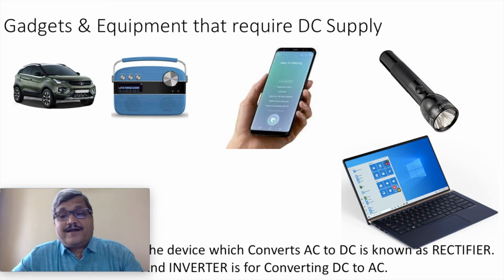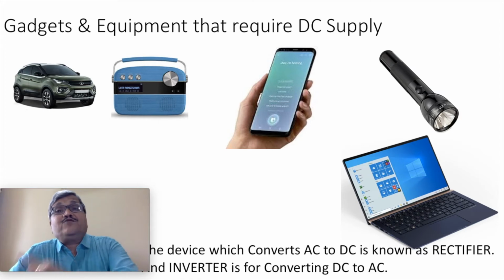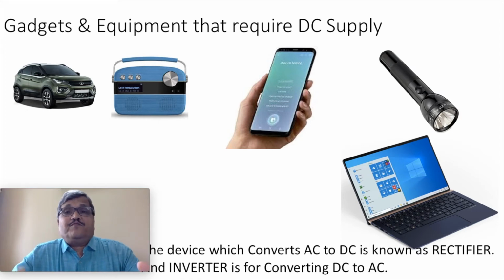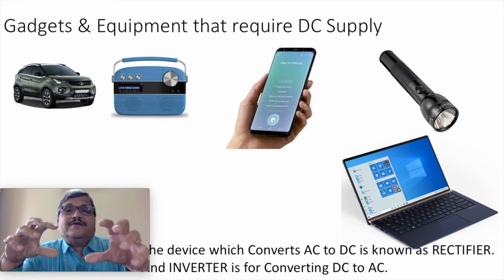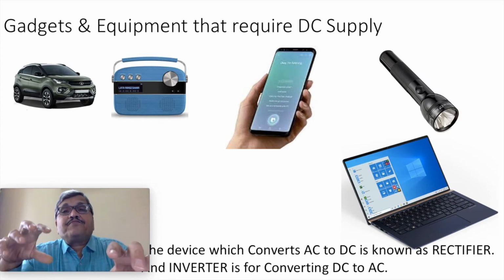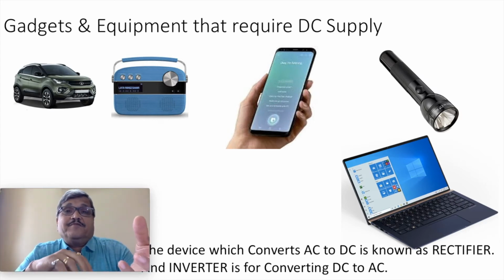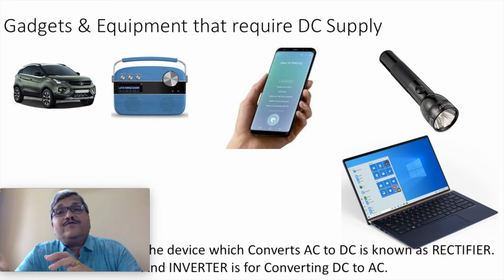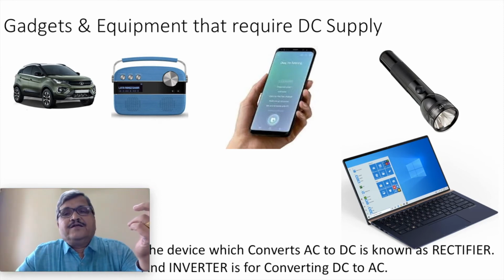And the inverter is for converting DC to AC. You might have seen inverters in house when the MSCB supply, or electricity board supply, goes. Then the lights are working on the inverter. So that is the device which converts DC into AC. Battery supply is converted into alternating current.